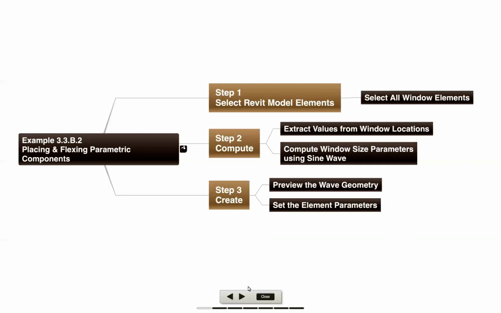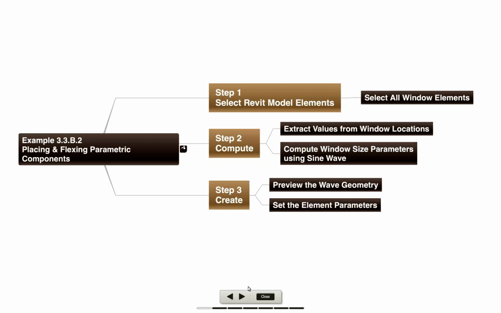For our next example, let's take a look at how we can use Dynamo to both place and flex the parameters of some parametric component families. We're going to do this in a number of steps. We're going to select some Revit model elements, in this case a bunch of windows. Then we're going to compute some values to help set the parameters for that window.